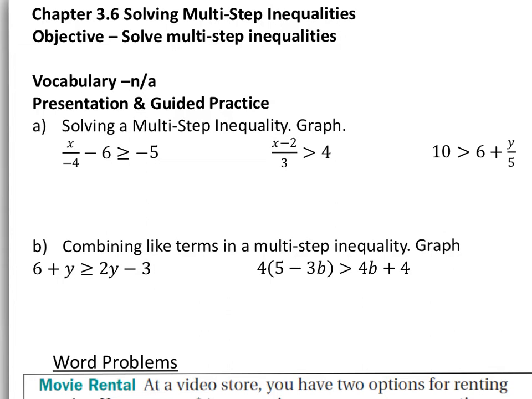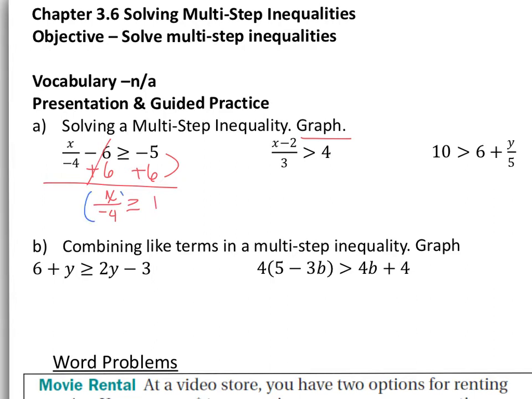3.6, solving multi-step inequalities. Okay, so we can go ahead and begin solving these inequalities, and I will require you to graph it. So same thing, we will solve it just like a regular two-step equation. So we're going to add the opposite of negative 6, which is positive 6, to both sides of the inequality. Cancel out negative 6 and positive 6 and bring down x over negative 4. Recopy the inequality sign and add these two integers. Negative 5 plus 6 is positive 1.